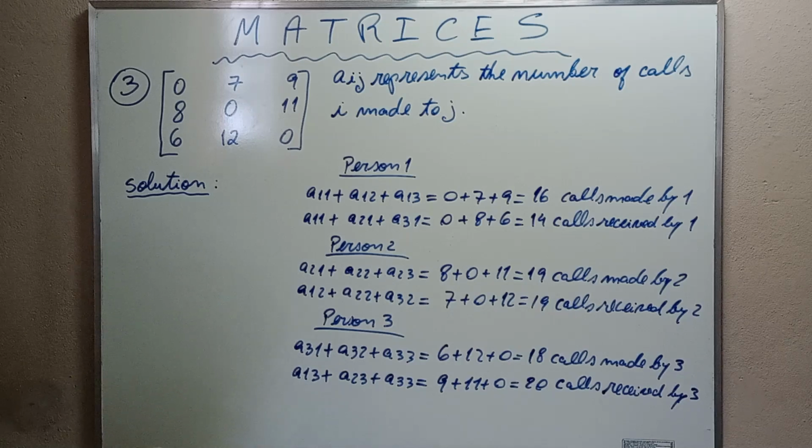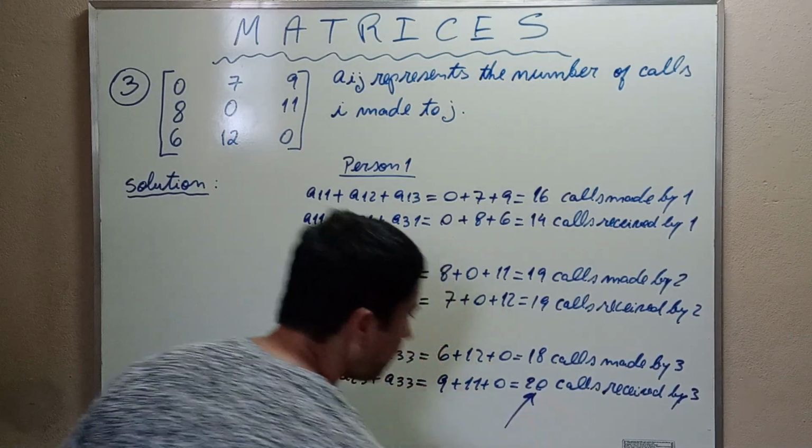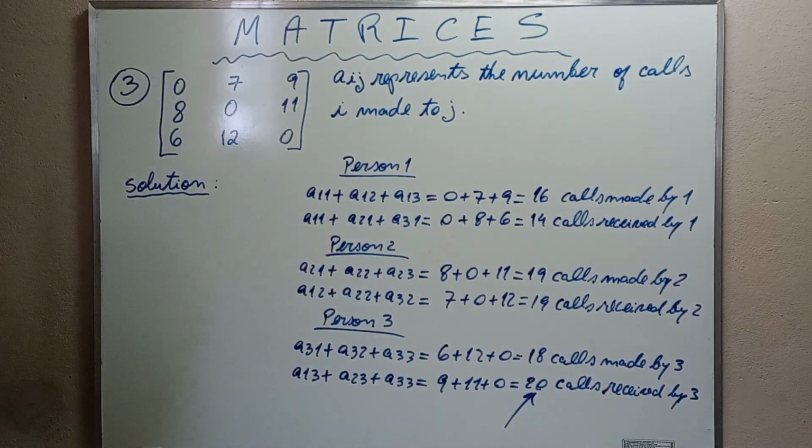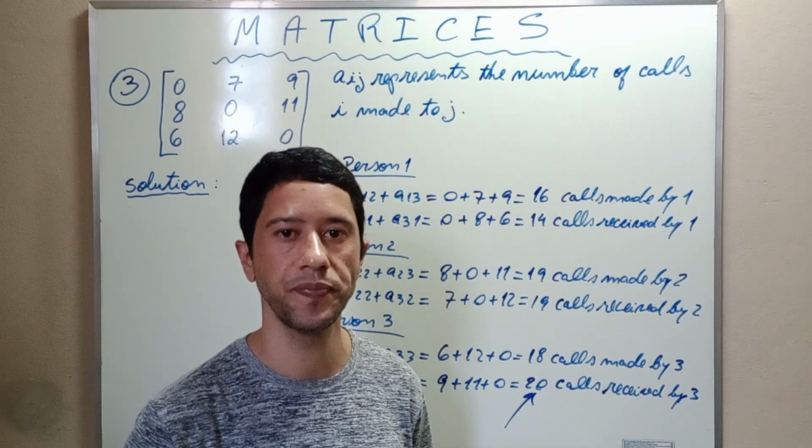Alright, my friends, now we have to go back and see the question. What was the question? The exercise asked us who received the most calls. Observe here that it is 3.20. By inspecting the results, we can state that person 3 received the most calls, 20 calls. Alright, my friends, this is all for exercise number 3. Let's go to exercise number 4.